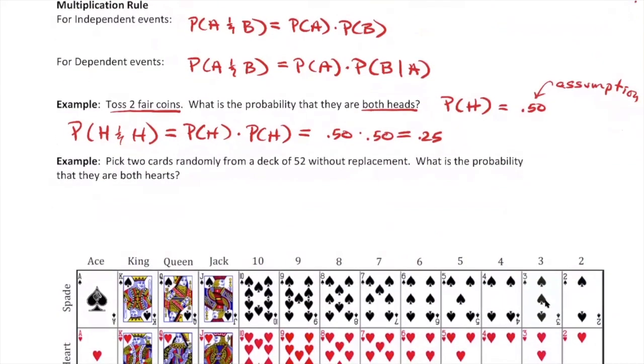Now, the next problem is a little more complicated. We're picking two cards from the deck of 52, but it says without replacement. So that just means you're not putting the first card back as you draw the second. So the conditions change with the second card. The deck is missing a card. So there are different outcomes possible now. So it says, what's the probability that they're both hearts? Okay, so this is the probability of H and H here. I better distinguish. Up above, H stood for heads, obviously. And now H here stands for hearts.